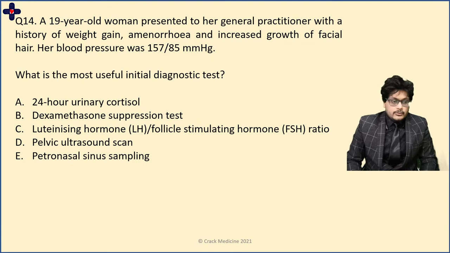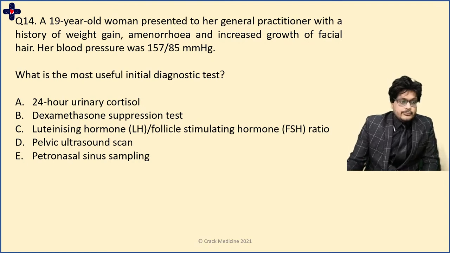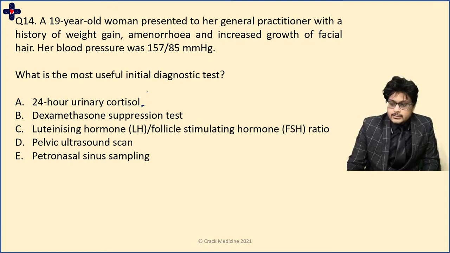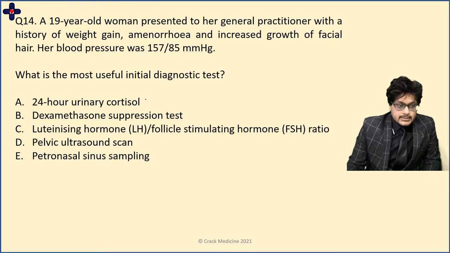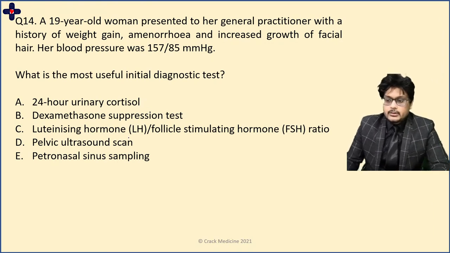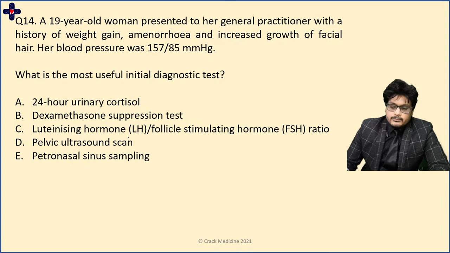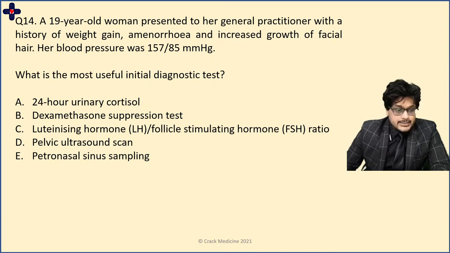Okay, so all of you answer A, that is the 24-hour urinary cortisol test. And Dr. Zainab says D, which is okay, but it is not very prudent to look for the lesion directly by doing a pelvic ultrasound test. You cannot go directly to the adrenals and look for the cause. This is talking about the initial diagnostic test. When you have a diagnostic dilemma and you're looking for a cause other than normal production, then you will do this one, okay?